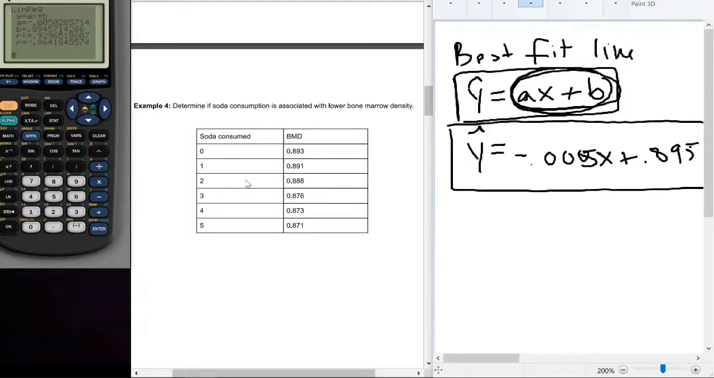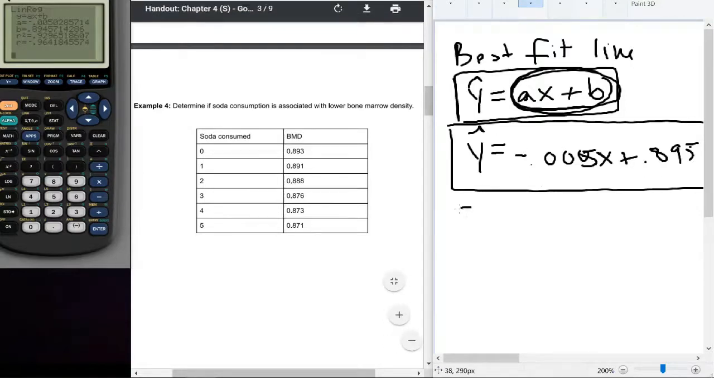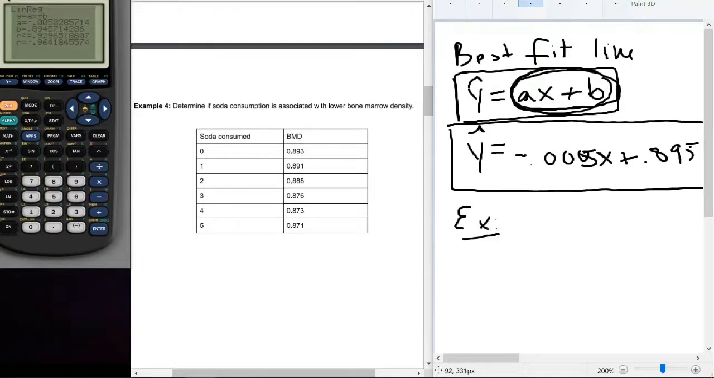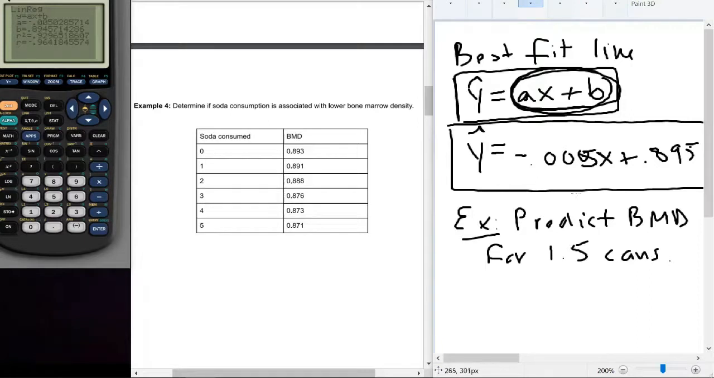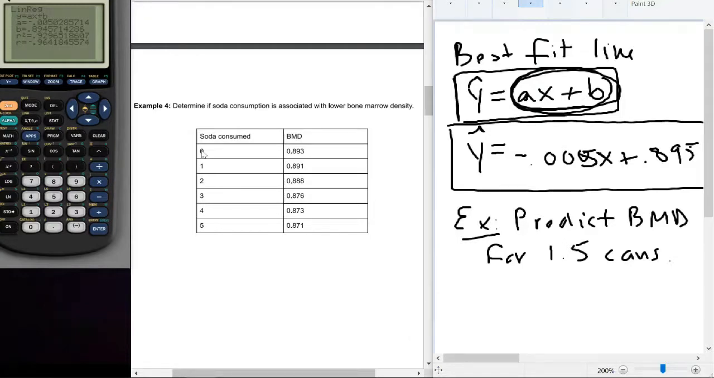So what are some of the things that we can do with this? For example, we can predict bone marrow density for, let's say, 1.5 cans of soda. If you notice, 1.5 is not in the data set. This was observed data here. But if you're within the scope of the model, that means I can predict behavior between 0 to 5 sodas, then we can use this best fit model here.